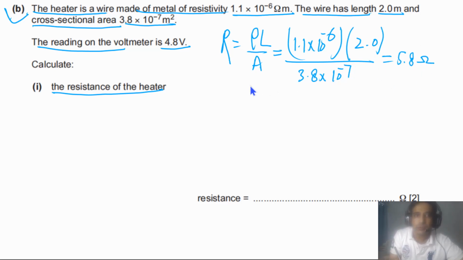This question has 2 marks. 1 mark you will get for writing this formula, and the second mark you will get if you have got the right answer. So this is how these 2 marks will be awarded to you.